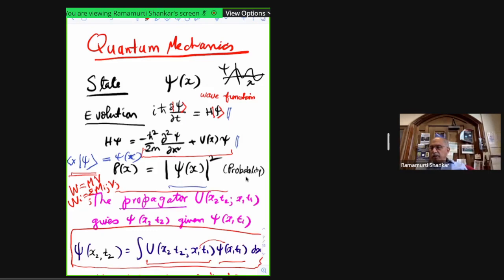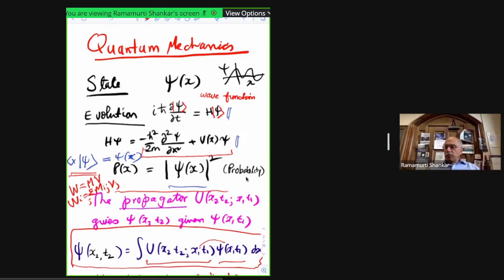What is surprising, you should think about it, is that there is actually an explicit formula for this u, so that every problem anybody can come to, you have solved once and for all. You just take the initial state, multiply by u, and integrate over x1. What remains will be a function of x2 and t2. That's the wave function at time t.